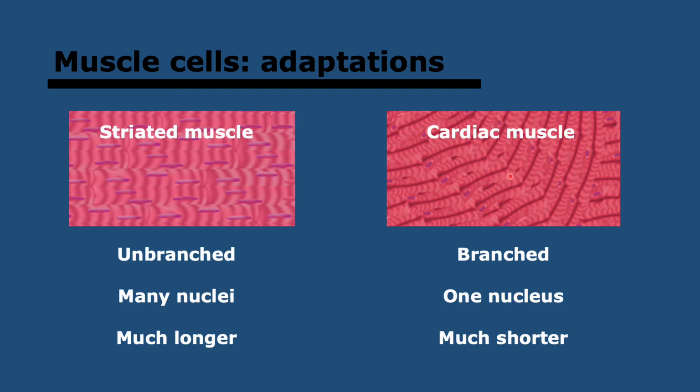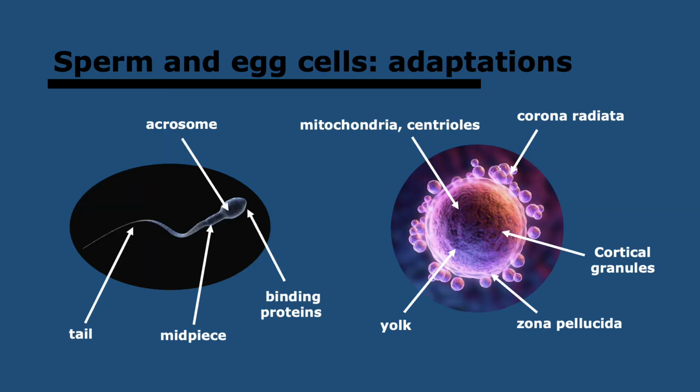And then we have cardiac muscle, which, as you can see, forms the wall of the heart. And as you can see, it also has myofibrils, but it only has one nucleus. It's much shorter. The fibrils are much shorter, and they're branched. So basically, intercalated discs connect each cell with several other cells, giving it this shape that you can see here. And finally, we're looking at sperm cells and egg cells, which have a lot of different adaptations.